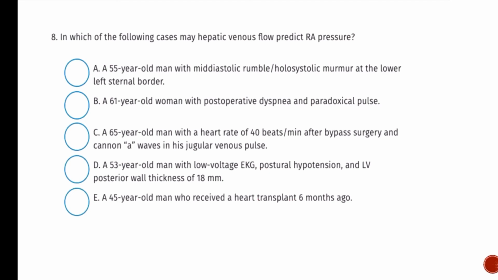In which of the following cases, and he probably has access to my slides. In which of the following cases may hepatic venous flow predict right atrial pressure? A 50-year-old man with mid-diastolic rumble and a holosystolic murmur at the left sternal border, a woman with postoperative dyspnea and paradoxical pulse, a 65-year-old with a heart rate of 40 beats per minute after bypass surgery and counted A waves in his jugular venous pulse, a 53-year-old man with low voltage EKG, postural hypertension, LV posterior wall thickness of 18 millimeters, or a 45-year-old man who received a heart transplant 6 months ago.